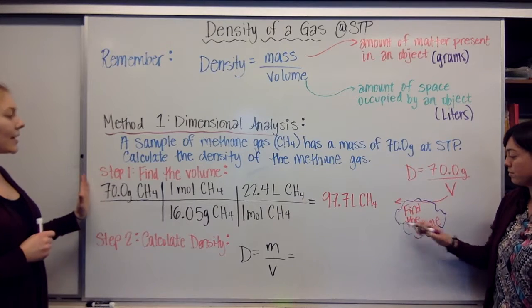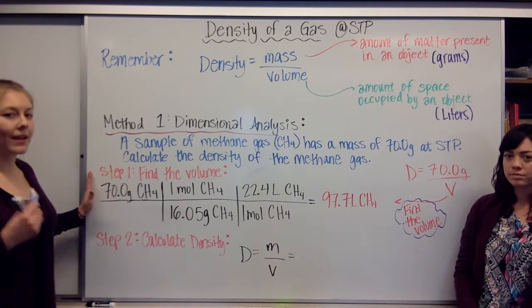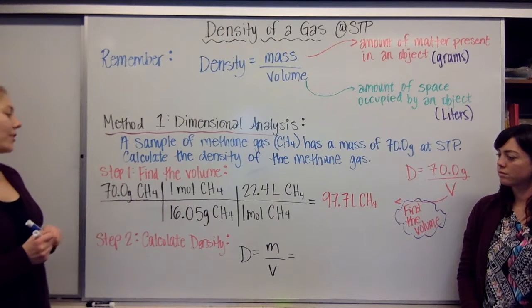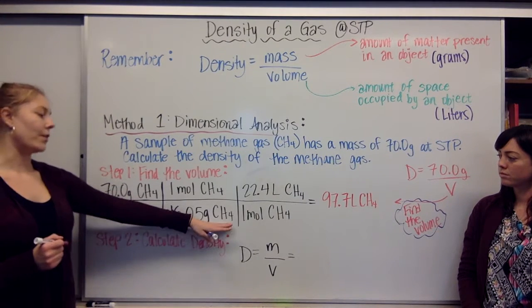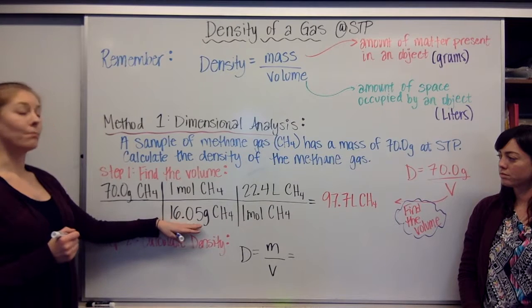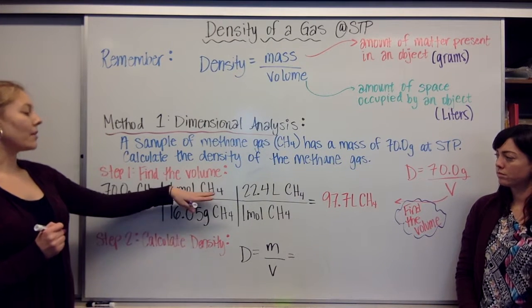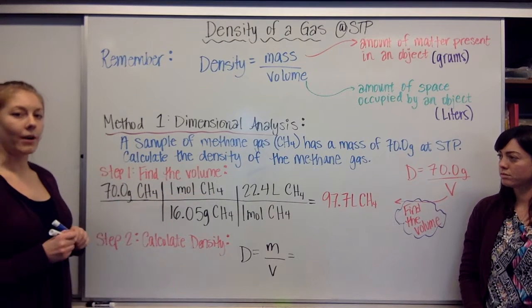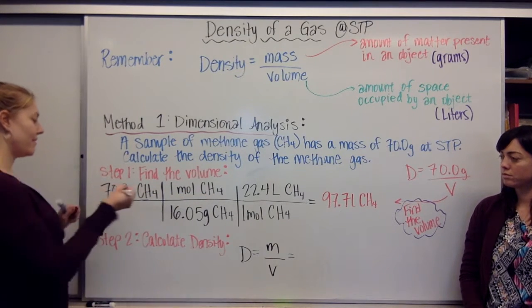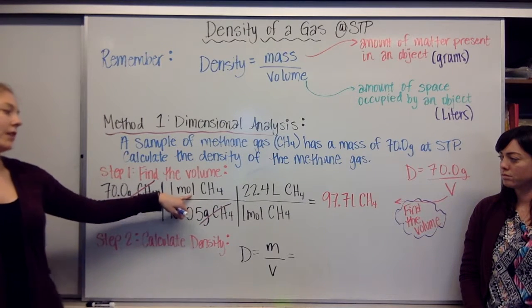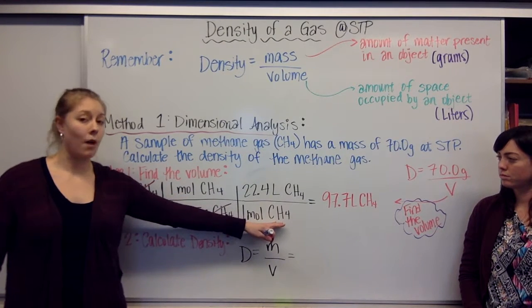Now, I've already done step one for you, finding the volume, because you guys have already done dimensional analysis. So we're starting with 70 grams of CH4. We put our grams of CH4 on bottom, and this is the molar mass of CH4. I already calculated it for you. And the mole goes on top. Remember, if mole is not part of it, we have to go to moles first. So grams of CH4 is gone. 1 mole of CH4 on top. We have mole of CH4 on bottom.